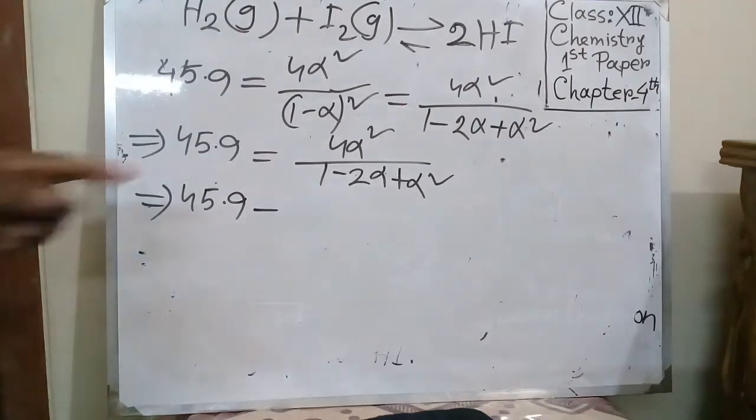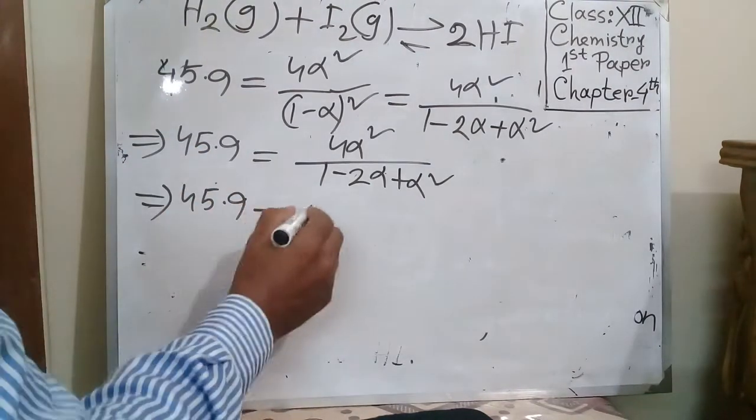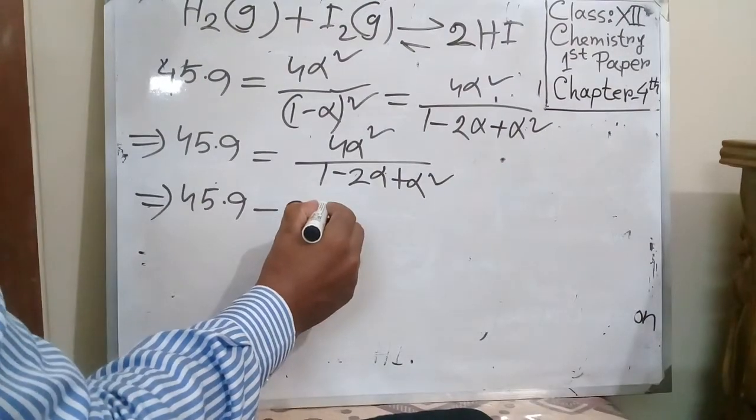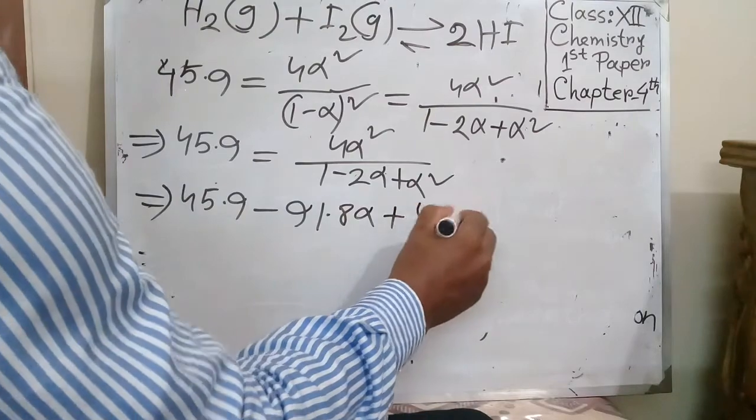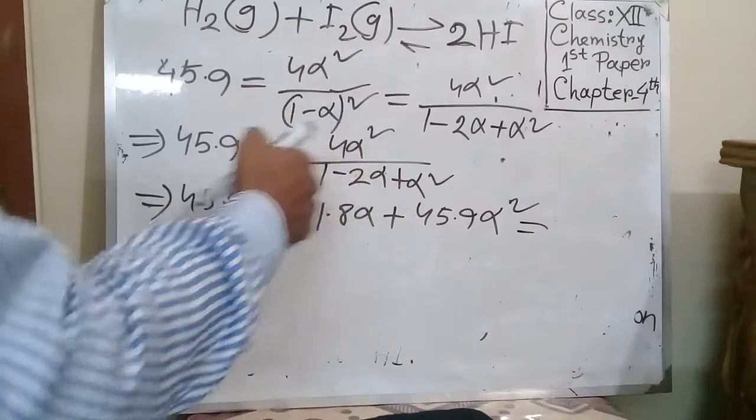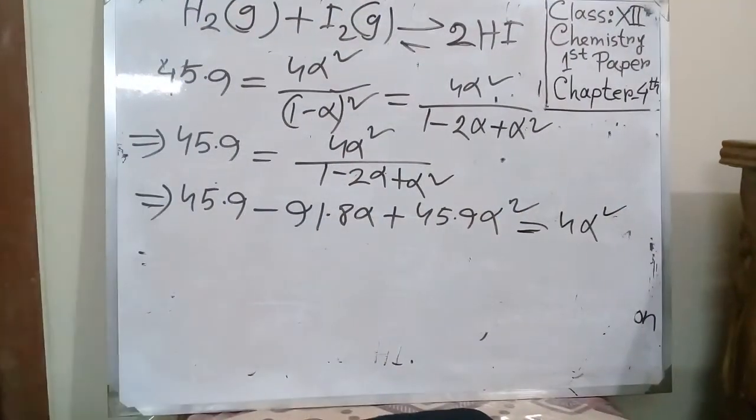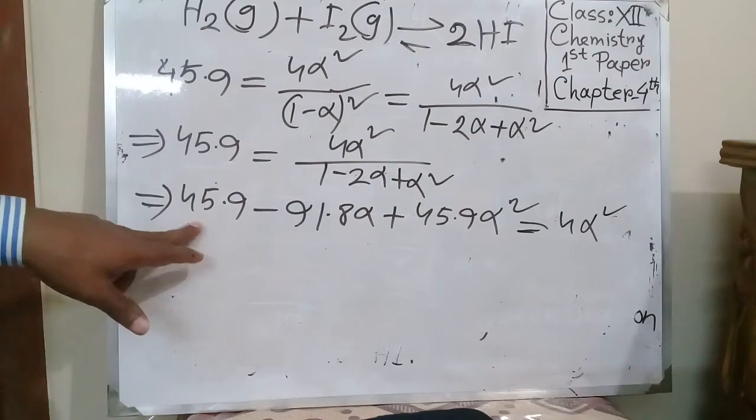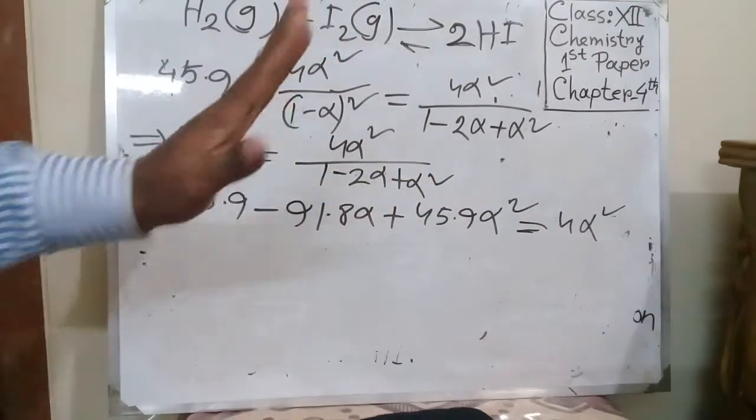First we'll multiply this one, then we can get here 45.9 minus 2 alpha into 45.9. I have multiplied already, and it will be minus 91.8 alpha plus 45.9 alpha square equal to, if we multiply 4 alpha square by 1, we can get 4 alpha square. So we have multiplied: 45.9 minus 91.8 alpha plus 45.9 alpha square equal to 4 alpha square.